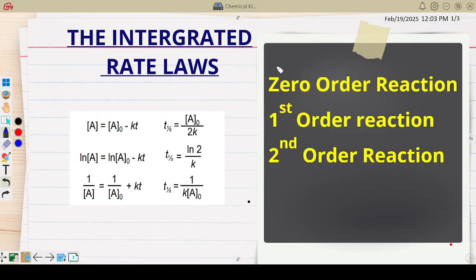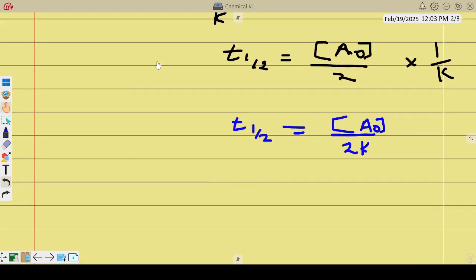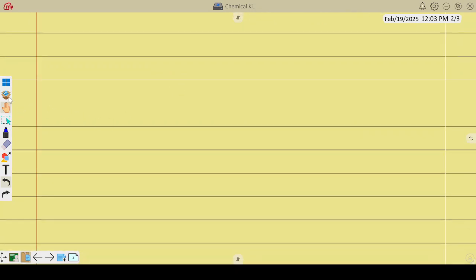So this was quite an exhausting lesson. So what did I do? Oh, it's this one here. So I was looking at this as the zero order reaction. So the zero order reaction is here, the half-life A naught over 2k. Yeah, so that's it. We're going to give you some work later on as we progress with our lessons.